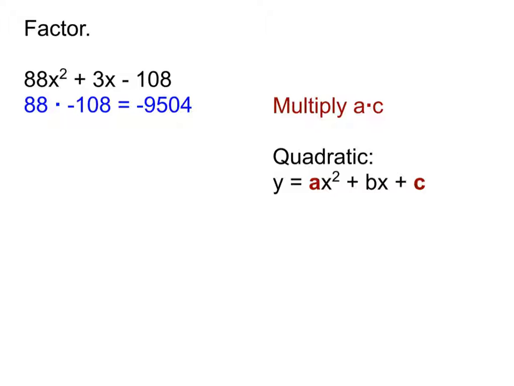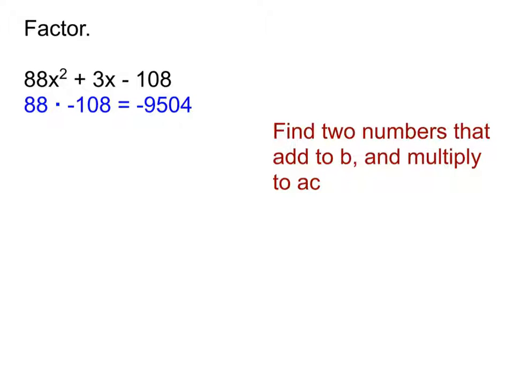Alright, so I multiplied a times c, which gave me negative 9,504. Remember how I said that this was a much bigger problem that you're going to have to deal with on your own for a while? This is why. Because I need to now find two numbers that add to b, that is, add to a positive 3, and multiply to ac, which was negative 9,504. I know. Yeah, that's not fun, right?